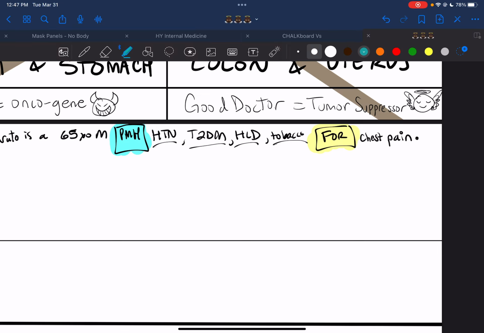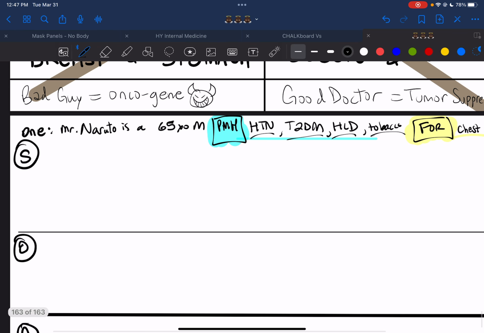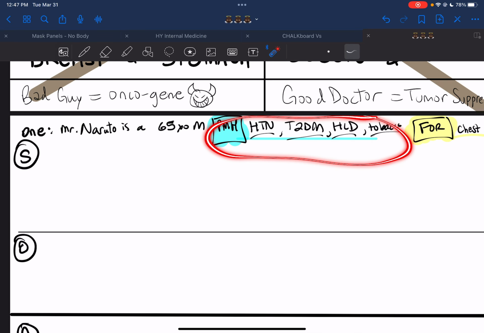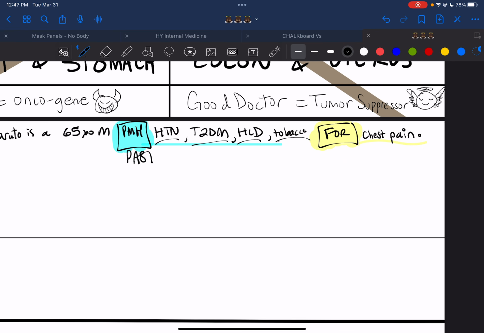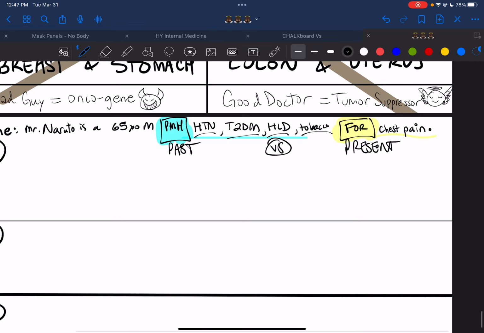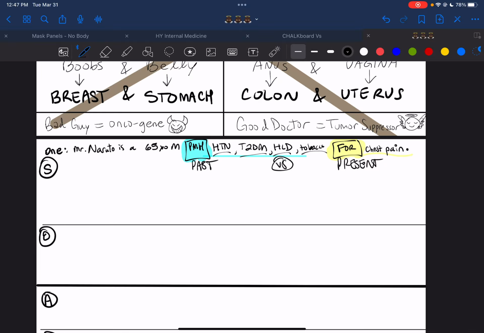That's the whole point of the one-liner. You just say who they are, right? Obviously demographic, their name, age, and sex. Then you say their past history, and then you say what they're here for now. Past versus present. That is your one-liner. Mr. Naruto is a 65-year-old male with a past medical history of hypertension, type 2 diabetes, hyperlipidemia, and tobacco use, presenting today for chest pain. Or who presented 3 days ago for chest pain.